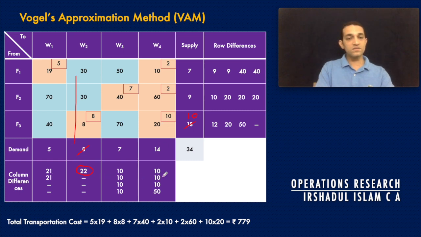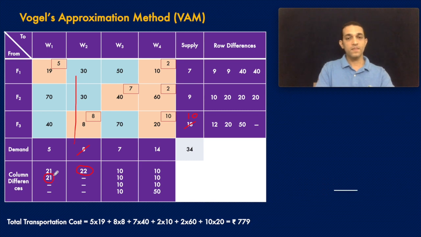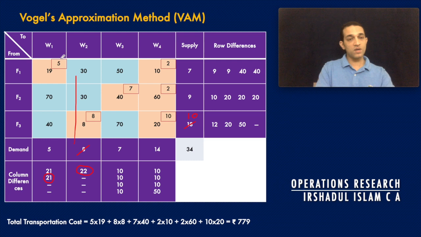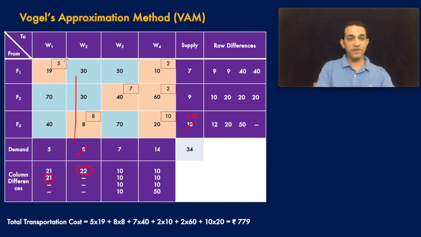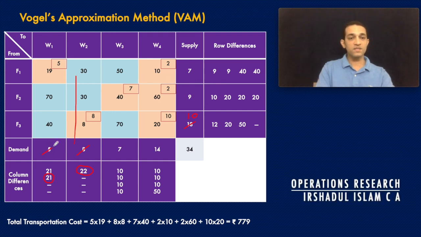So of all these penalties, the second time we can see that the highest penalty is 21. So we will look into this column and look into the least cost element. In this cell we will try to allocate maximum units. The demand is 5 and supply is 7. So we will fulfill this demand here, and there will be a balance of 2 units. Automatically this column will be removed for the next stage. So we have this much cost elements.